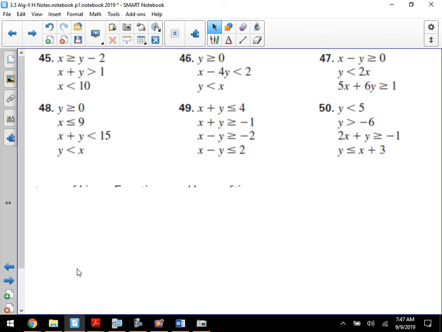Whole bunch of shaded region. Okay? So when you're doing these things, treat them just like you did with regular systems. Cover and solve. Get your intercepts. Get your ordered pairs for those. And then shade accordingly.